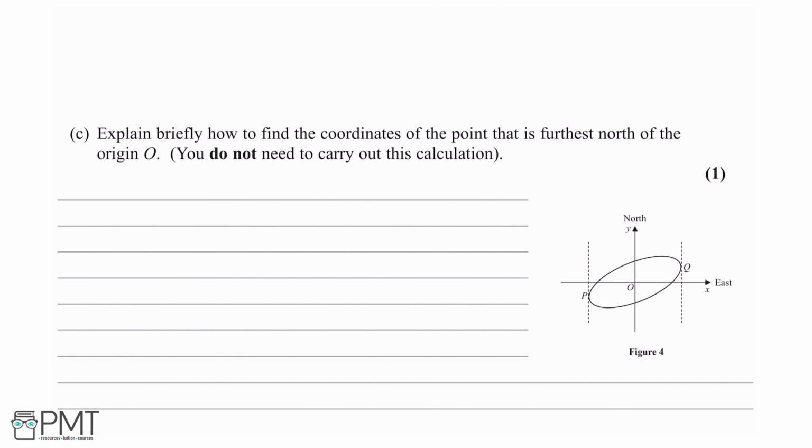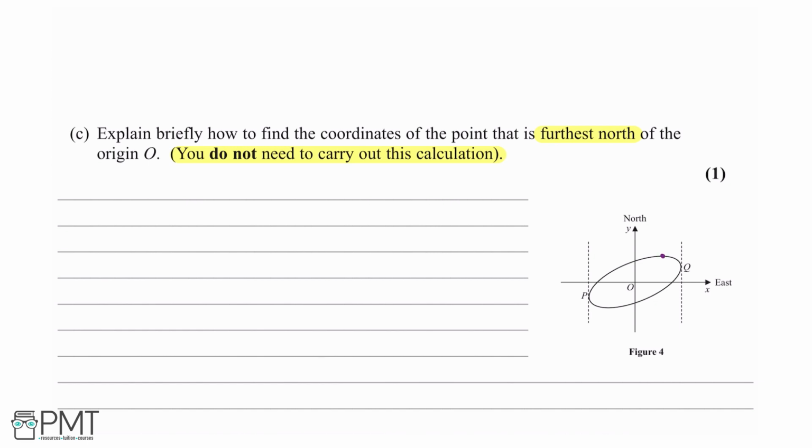Part C has asked us to explain briefly how to find the coordinates of the point that is furthest north of the origin. Bear in mind, we do not need to carry out any calculation for this question. I'm going to highlight that we need to find the point furthest north. So the point furthest north is somewhere about here.